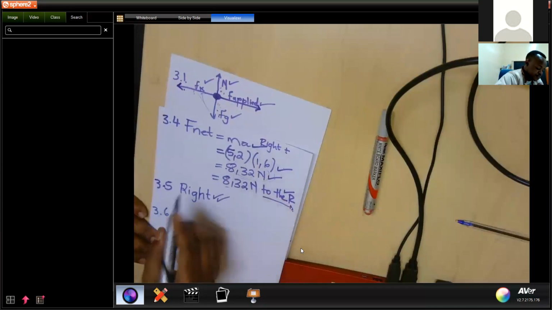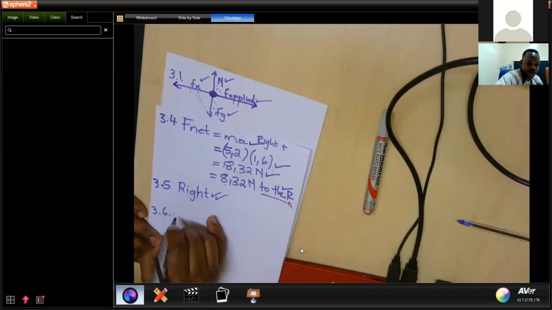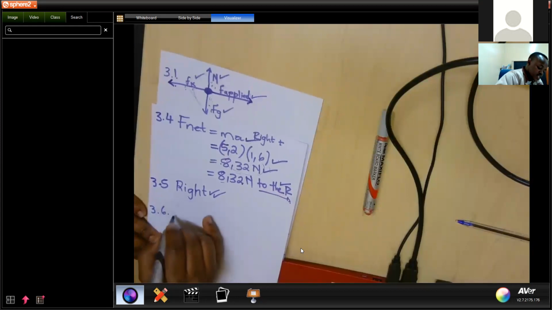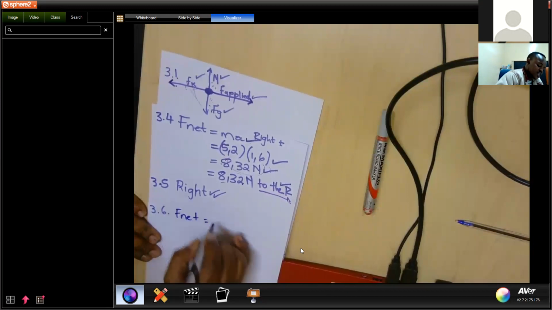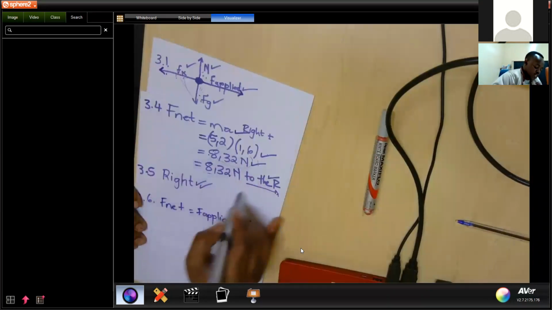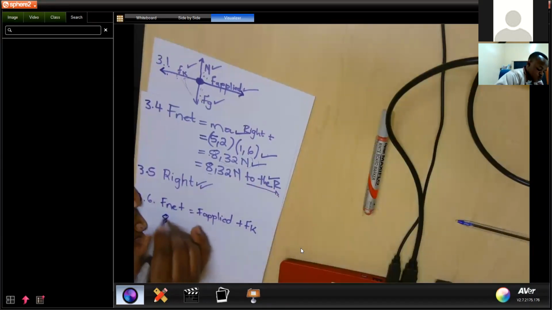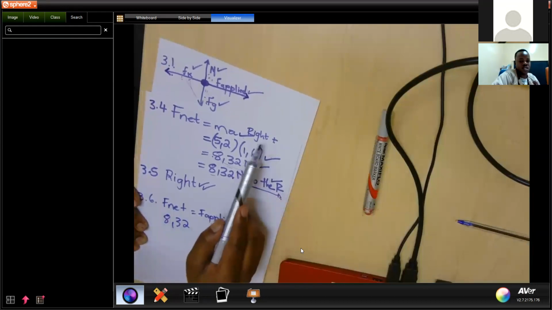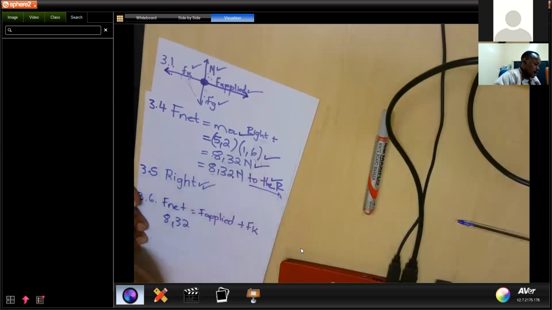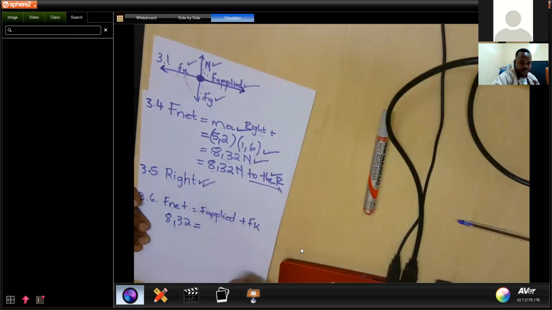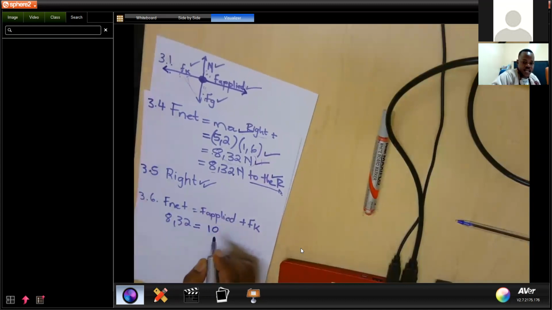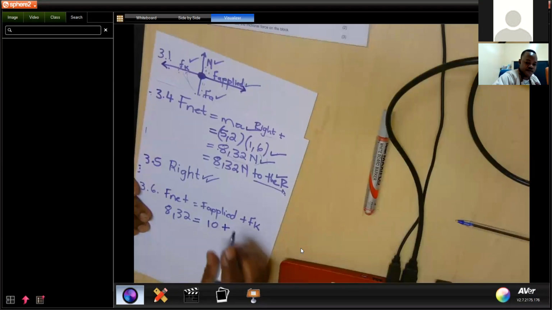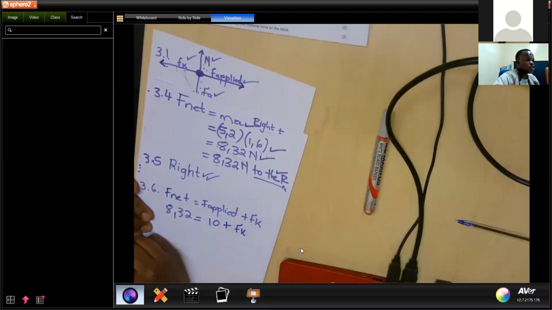So that would mean if we wanted to calculate F net, I would rather the frictional force, I would say F net is equal to F applied plus Fk. Now I know the magnitude of the net force, and it is 8.32 newtons, and the direction is to the right. And remember, we said the right must be positive, and hence I substituted the value as positive. And the magnitude of the applied force, remember, it is 10. This applied force is 10 and is to the right. Hence it is positive, plus the magnitude of the frictional force, which is what I am trying to solve for.